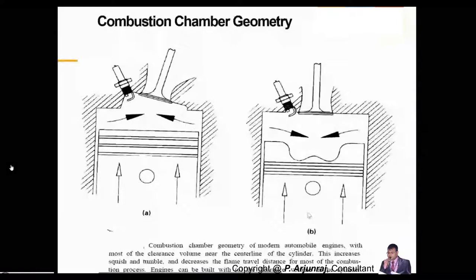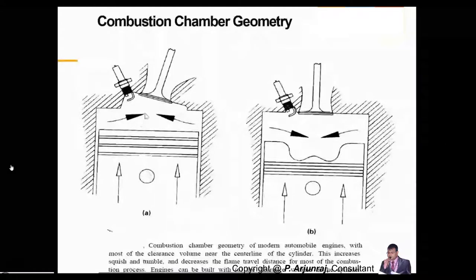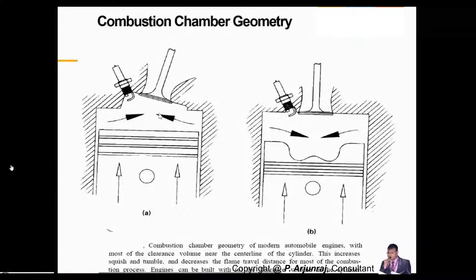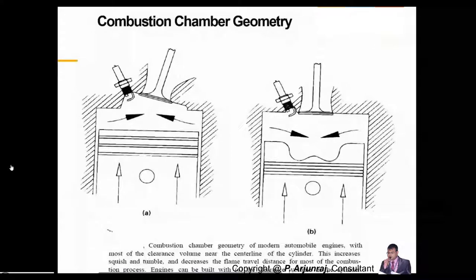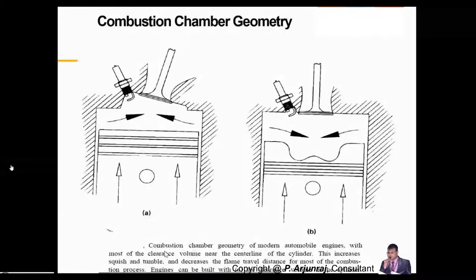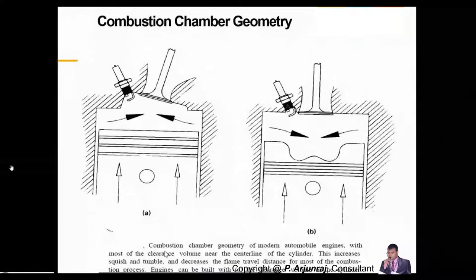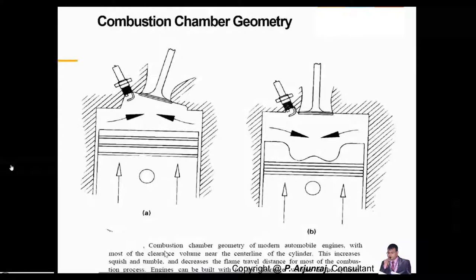Here the combustion chamber geometry deals with having more clearance volume near the center of the cylinder, and the higher volume will also increase your squeeze and tumble. It will also decrease the flame travel distance during most of the combustion process, which means your flame travel distance should be lesser. When the flame travel distance is lesser, you can easily combust the fuel.